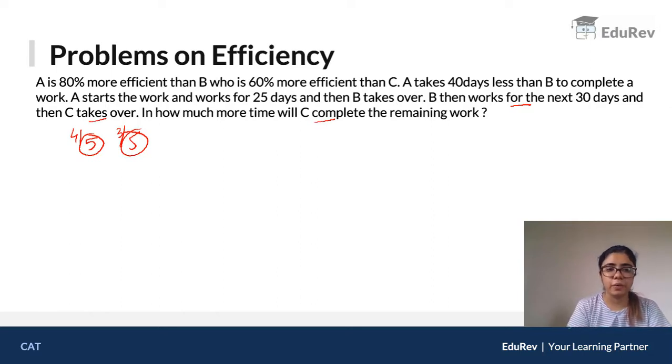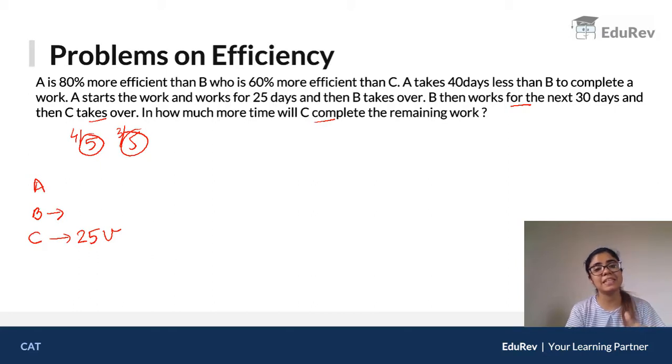Now what are they saying? Look, A is 80% more efficient than B and B is 60% more efficient than C. So we have 3 people A, B, C. Suppose I tell you C does 25 units in a day. Okay? B will do how much? B is 60% more efficient. So what will it be on 25 units?